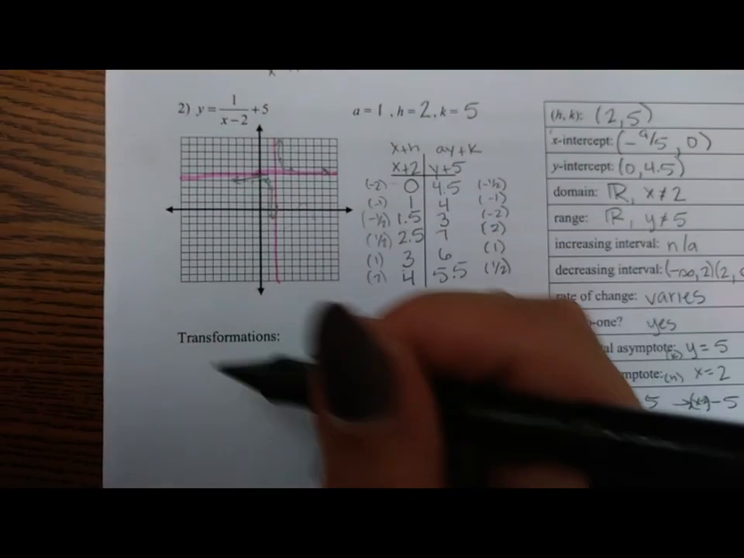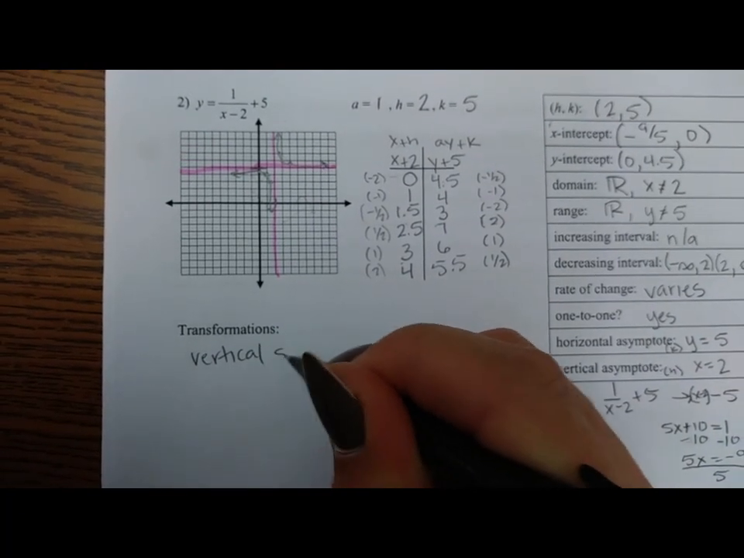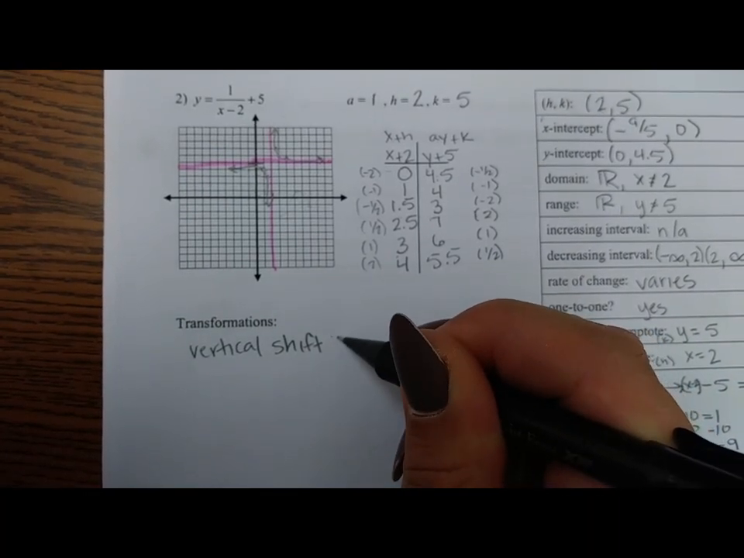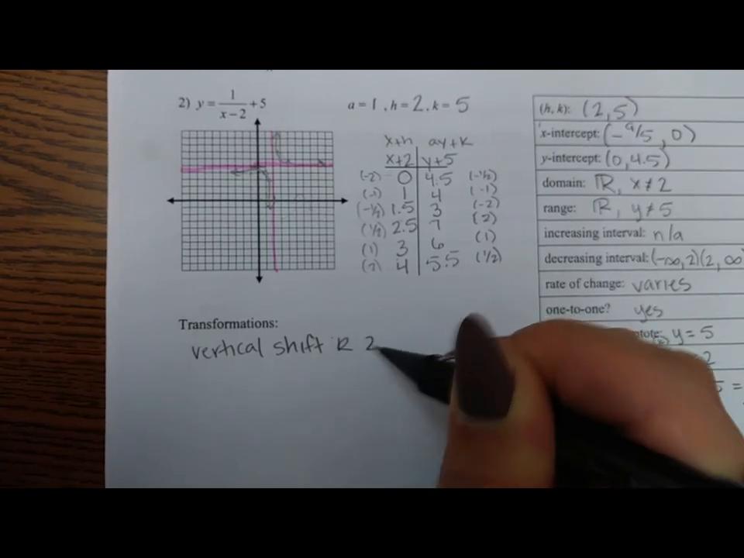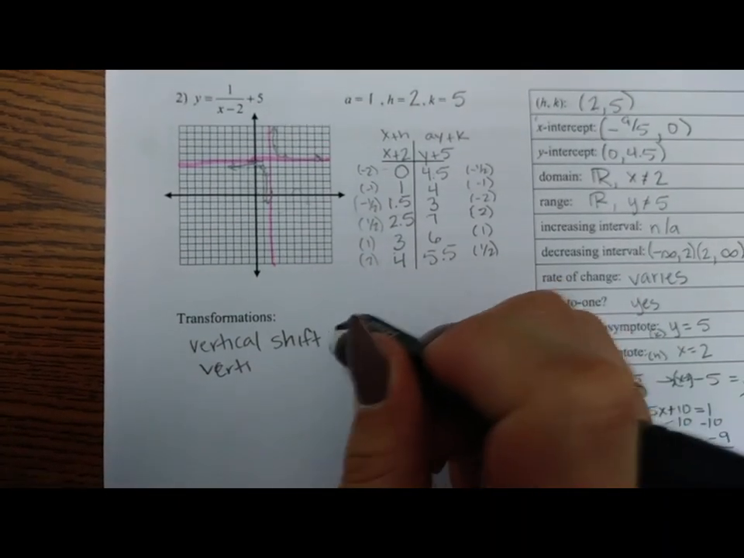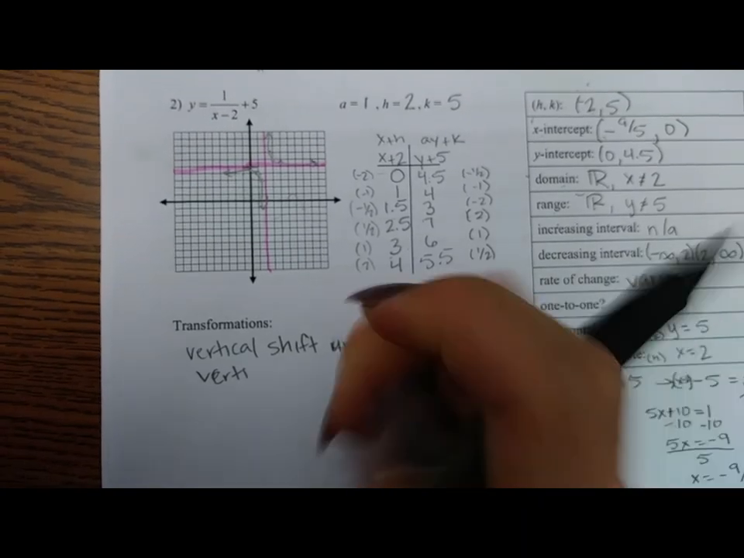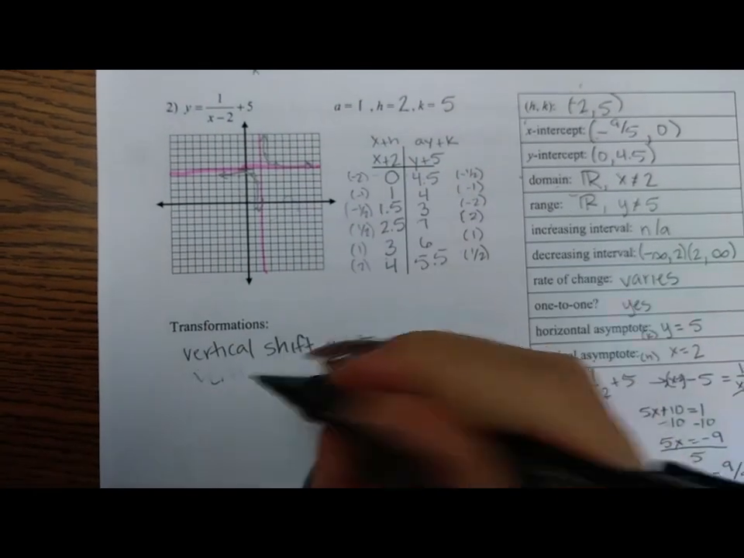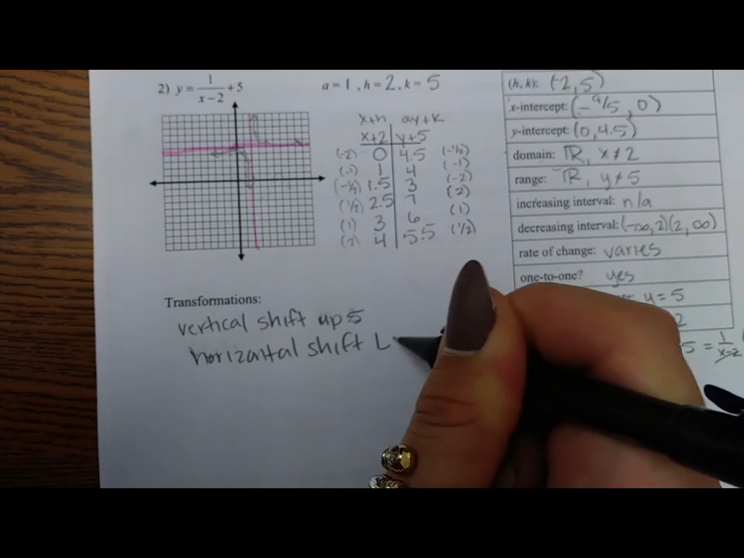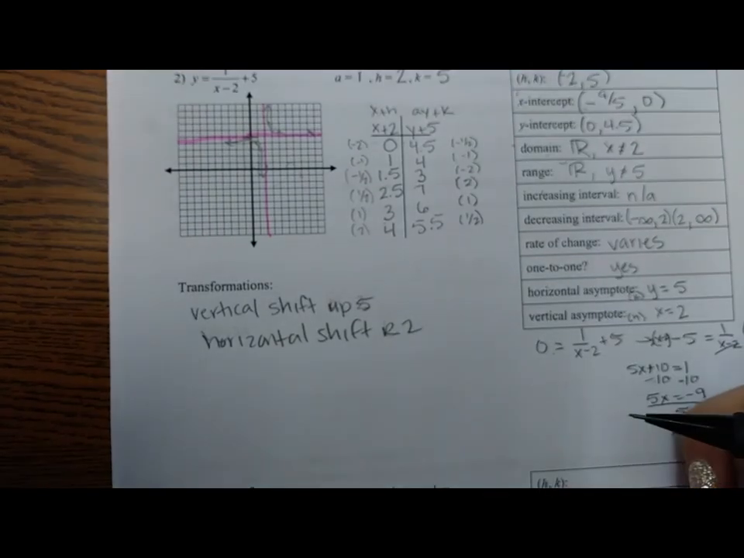Our transformations here, there's nothing going on with a, but we do have a shift to the right 2 and a vertical shift up 5 and a horizontal shift right by 2.